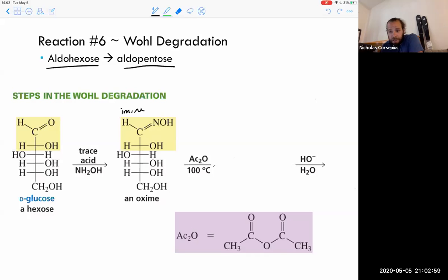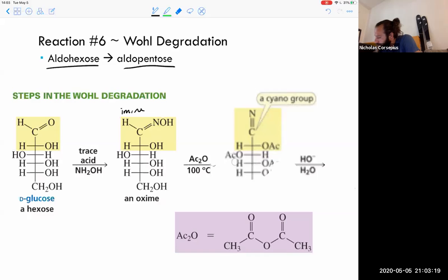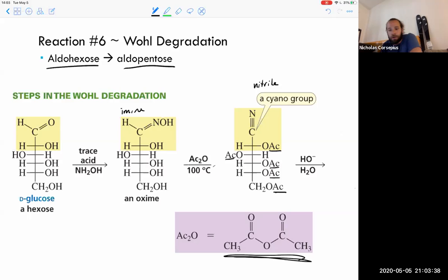And then we're going to mix in acetic anhydride. Not a big deal if you don't remember the name, but this is what acetic anhydride is. Remember, it has that anhydride group. So now we've done the exact reverse, and instead of reducing, we have now oxidized an imine to a cyano group, or a nitrile. Notice that that puts these acetate groups on every single one of those hydroxyls. This guy reacts with the alcohols as well.